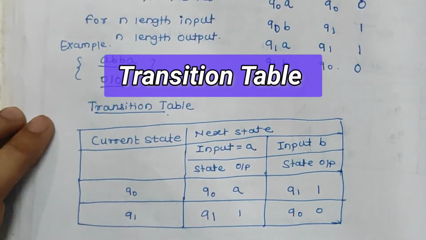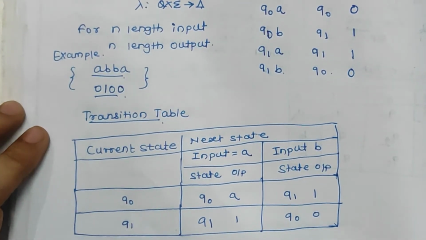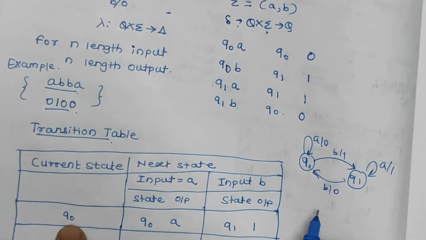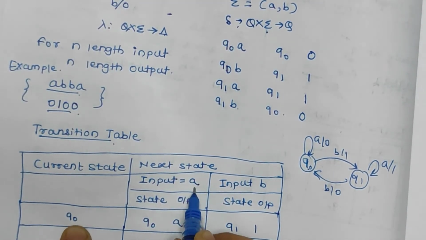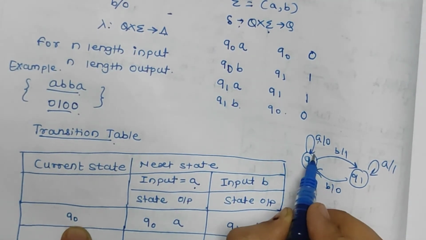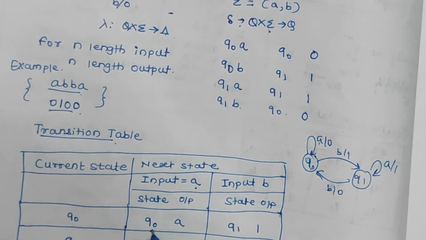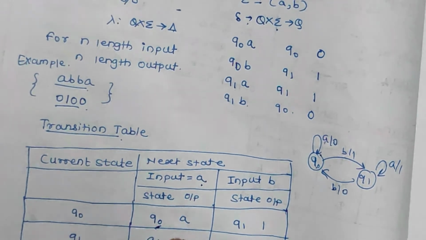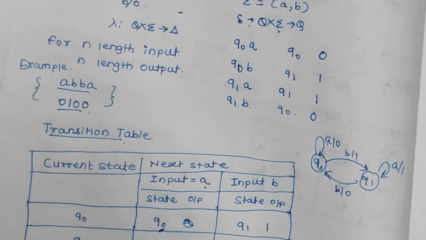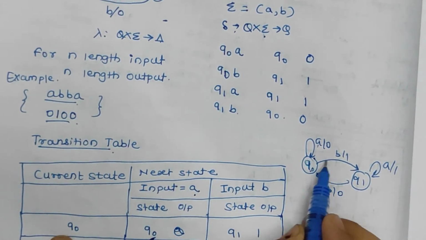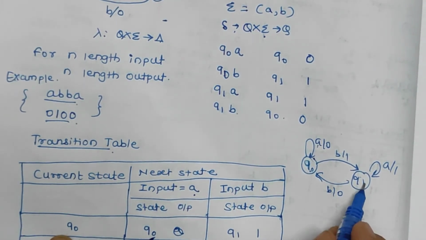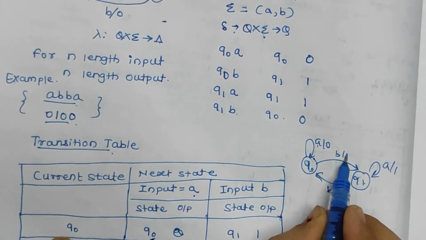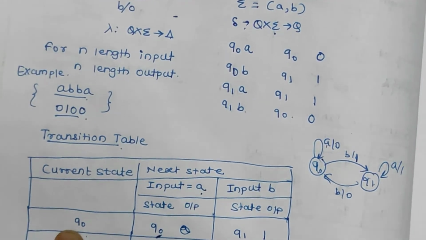Now we will discuss the transition table for this machine. So you can see here for initial state Q0, if we provide A as input, then the state we are getting will be Q0 and the output will be 0 here. Next, if we provide B as input to state Q0, the next state will be Q1 and the output associated with the transition will be 1 here.